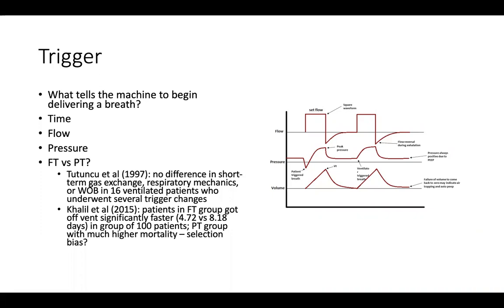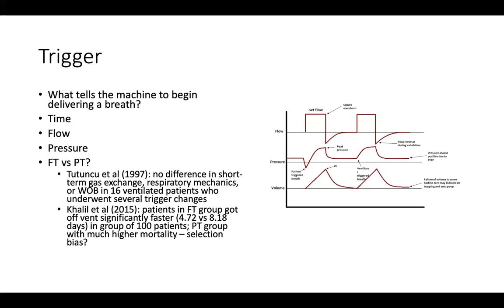There was a more recent study in 2015 where they compared patients in a flow trigger group versus a pressure trigger group, and the patients who used flow triggers did get off the vent significantly faster, with 4.7 days of vent time versus an average of 8.2 days. And this was a small group, it was 100 patients, and the patients that were allocated to the pressure trigger arm actually had a much higher mortality rate. And so probably there was a pretty big selection bias in actually getting those two groups. And so it's hard to interpret that data. But again, important to know about triggers and understand when they may be useful or not useful for your patients.